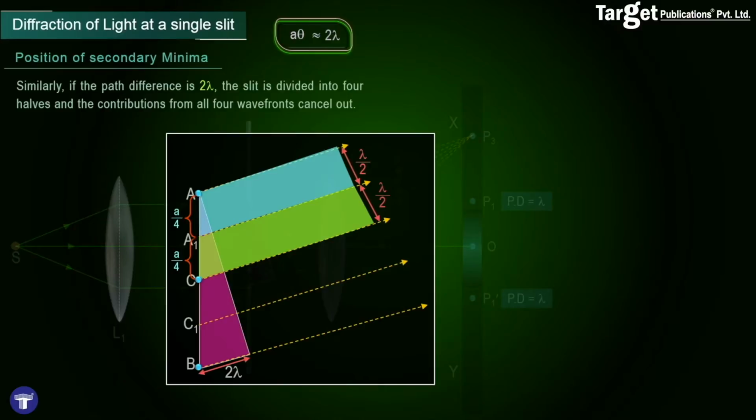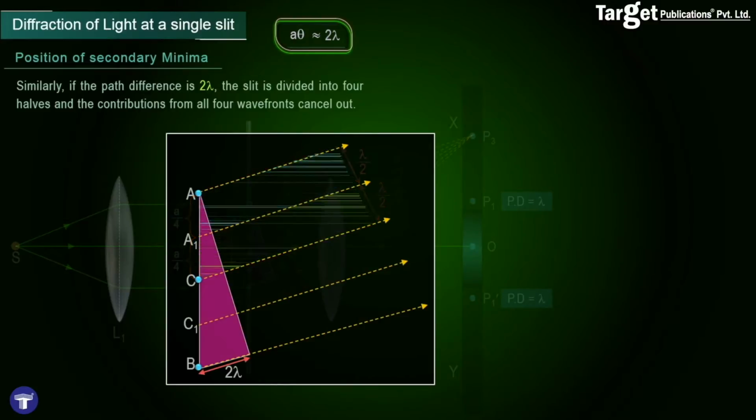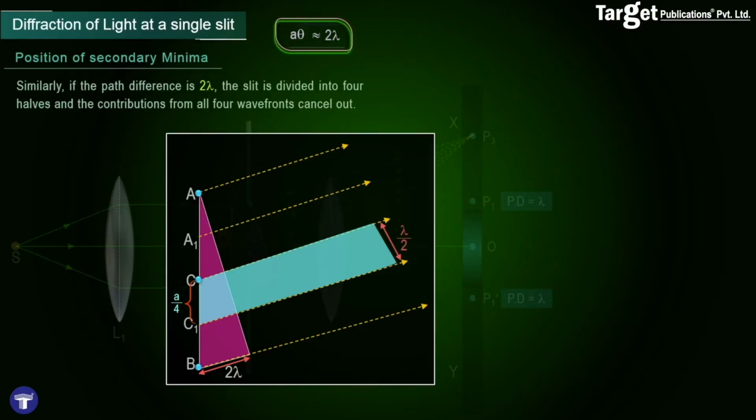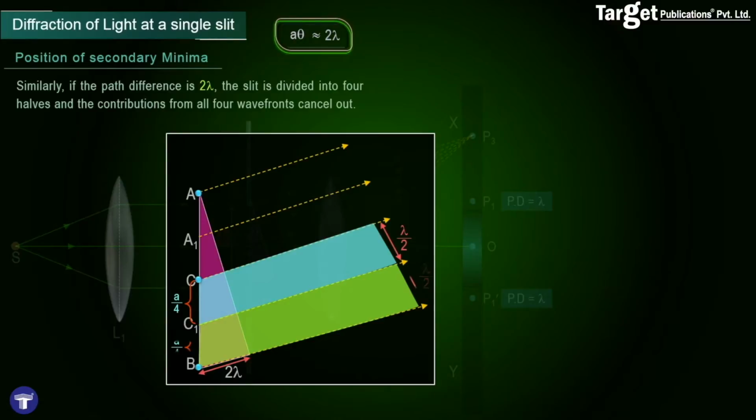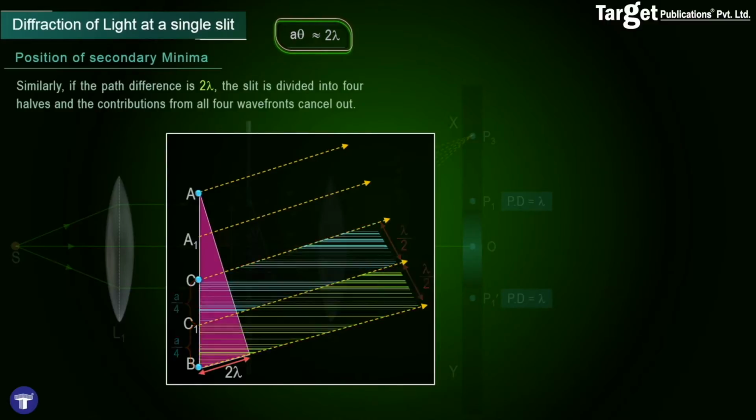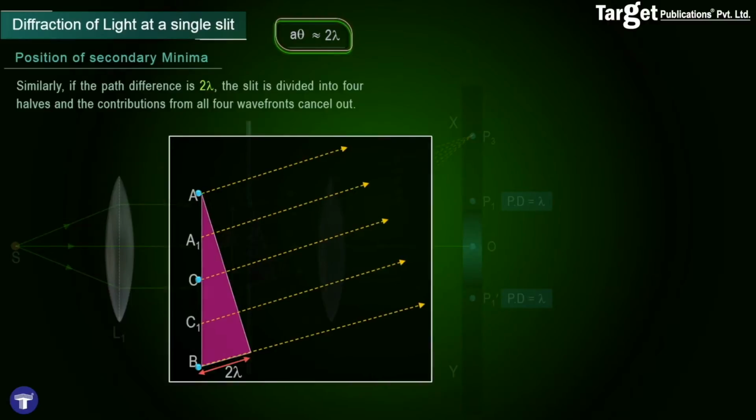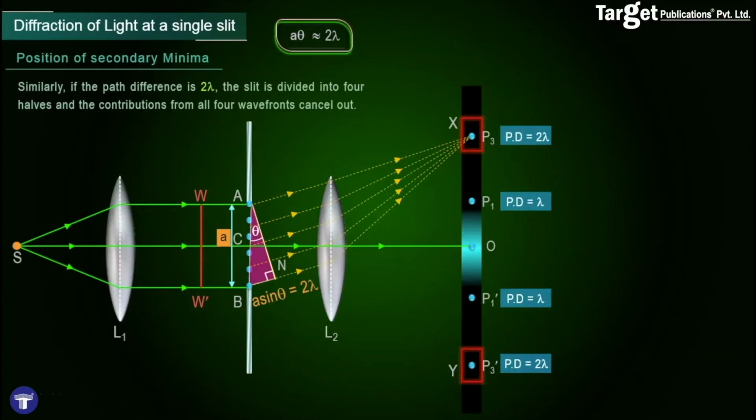In such a case, their path difference will come out to be 2 lambda by 4, which is lambda by 2, and hence they will again cancel each other. Similarly, for every point in the third quarter, there is a point in the fourth quarter of the wavefront such that they lie a by 4 apart, which means that the path difference between them will be lambda by 2, and hence they also will cancel each other. And overall again, we will see that the point is a dark point.